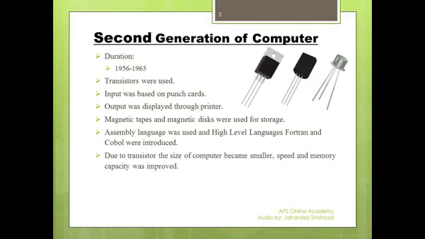Due to transistors, the new invention, the size of computer became smaller, and their speed and memory capacity were improved, meaning they were much faster as compared to the first generation, and their storage capacity was larger as compared to the first generation of computer. Obviously, the vacuum tubes were replaced by transistors. That's why the second generation computers consumed less power and they became more reliable and cheaper.